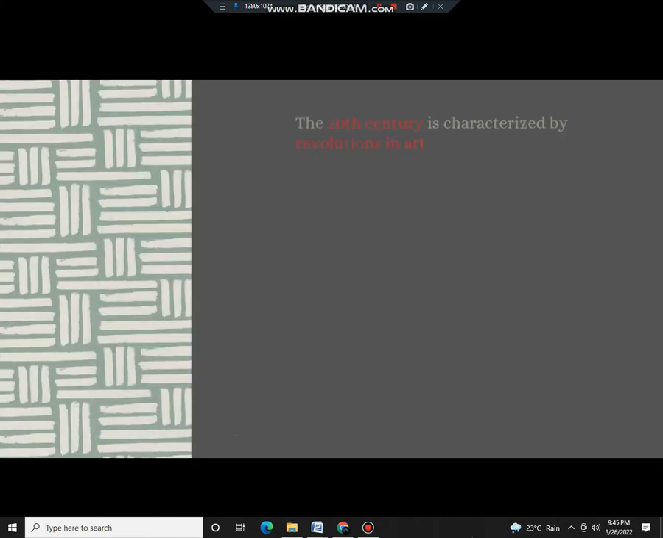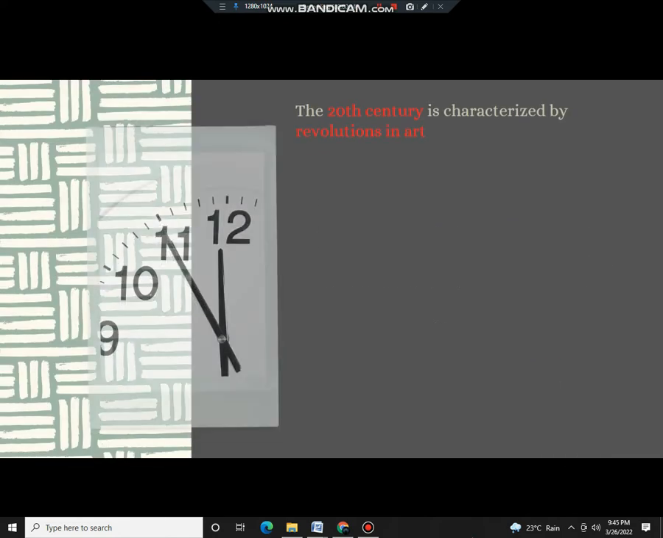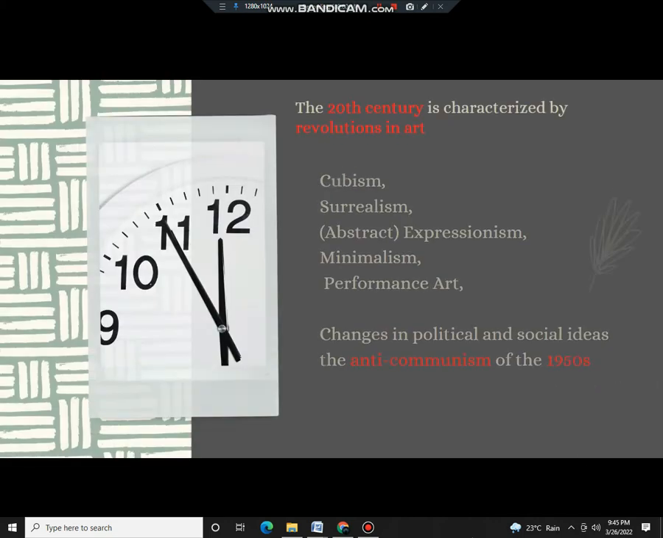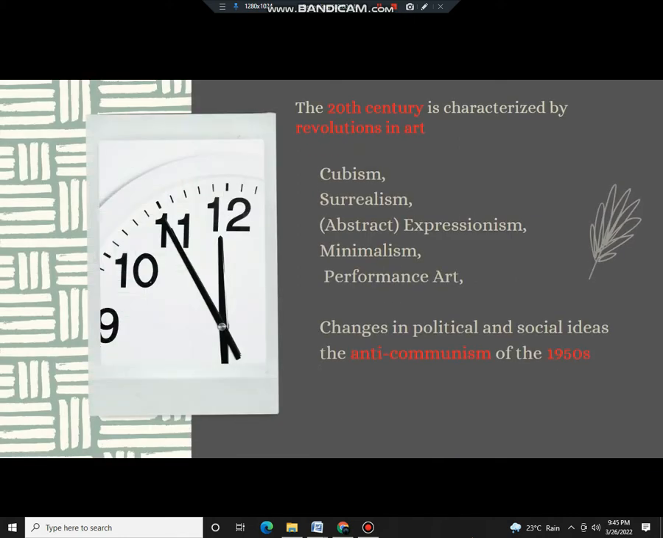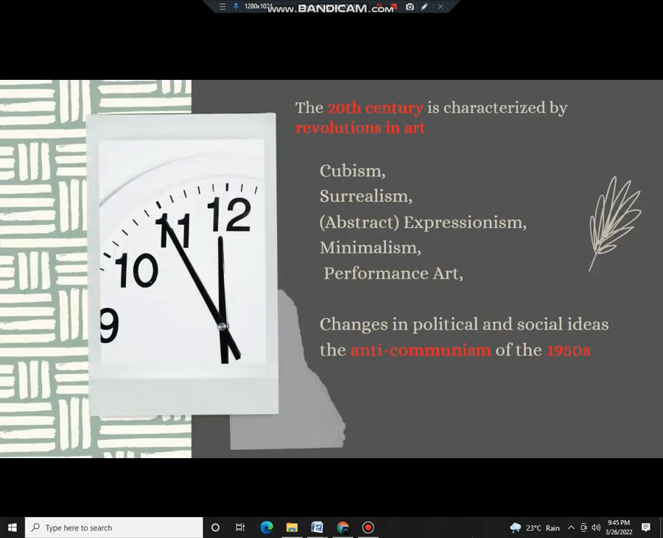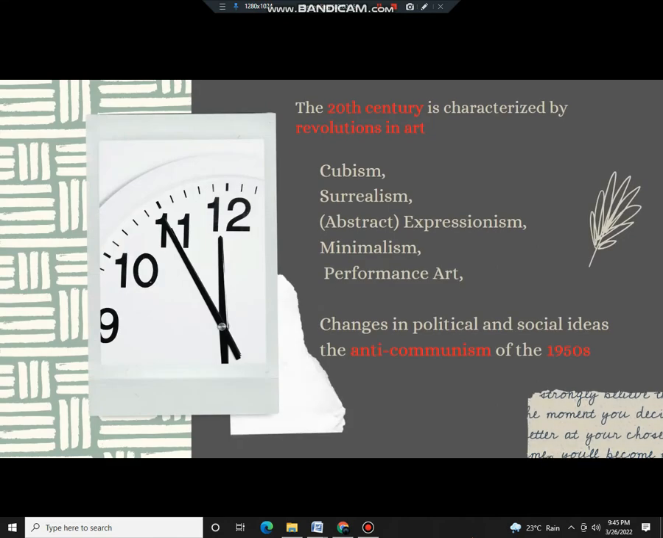So there are some British and American writers from the late 18th century and the 19th century given during this time. So the 19th century is actually characterized by revolutions in art. For example, Cubism, Surrealism, which is abstract expressionism, minimalism, performance art. So there are many changes in political and social ideas during this time, and it includes the anti-communism of the 1950s.